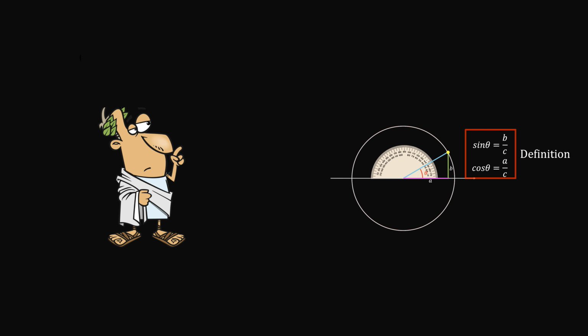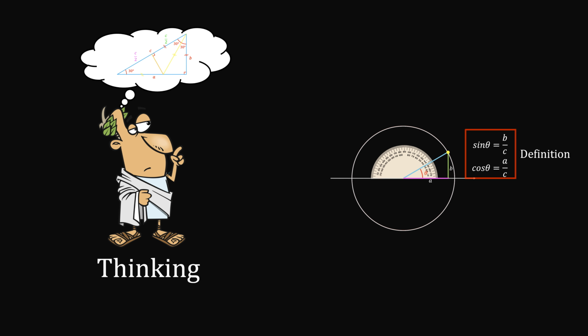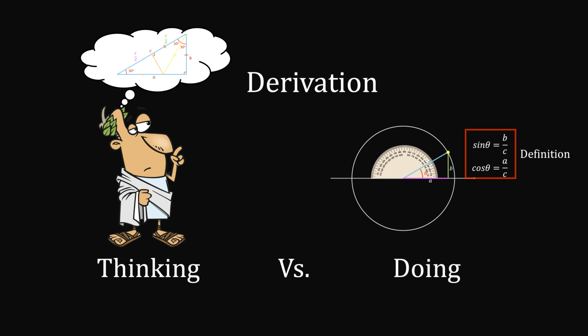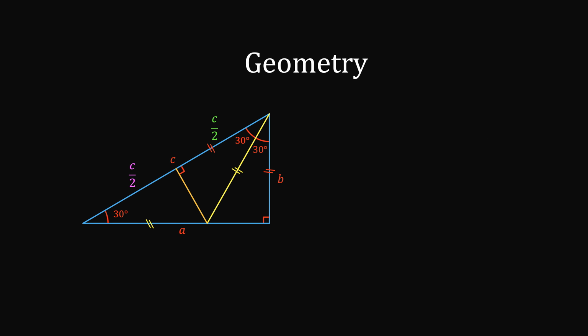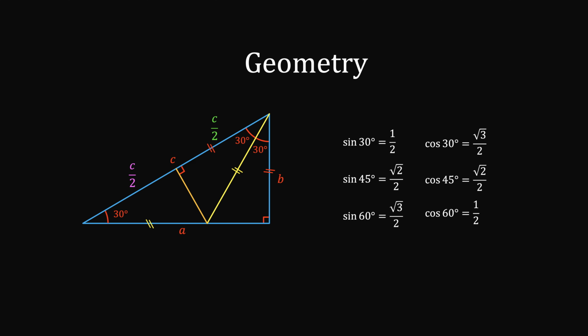Remember we said the spirit of math is about thinking of doing rather than actually doing. That's why derivation plays a crucial role in math. In the next lecture, we will see how geometrical reasoning is first used to derive these ratios for some very special angles.